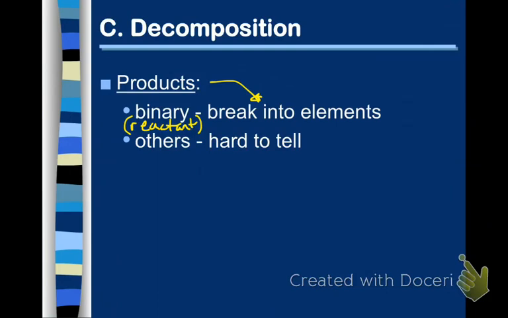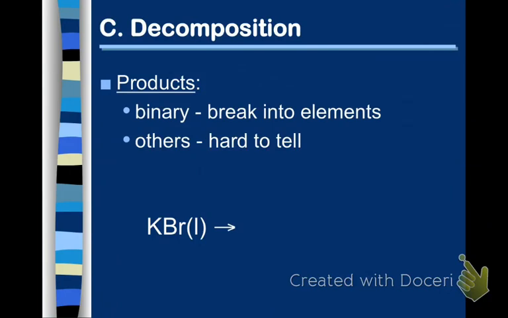Now, if your reactant has 3 or more elements to it, it can be much harder to tell what it's going to break down into. So I do want to go through some examples, after we do a simple binary one, and look at ones that are going to be harder to tell.